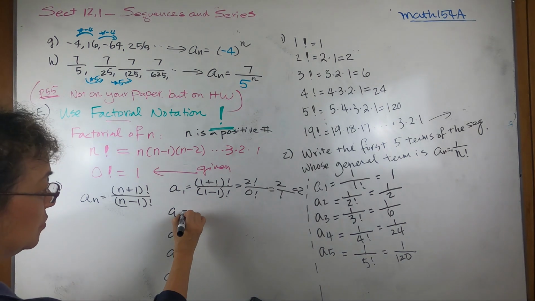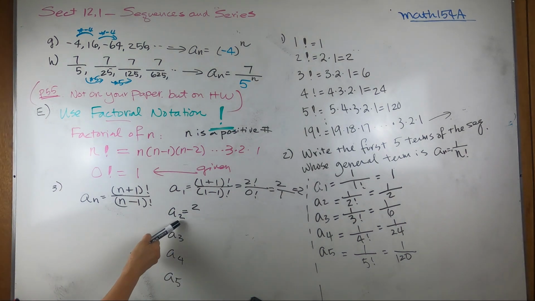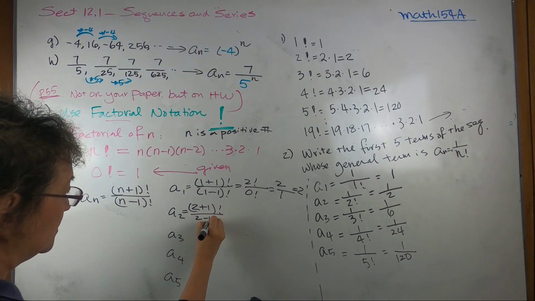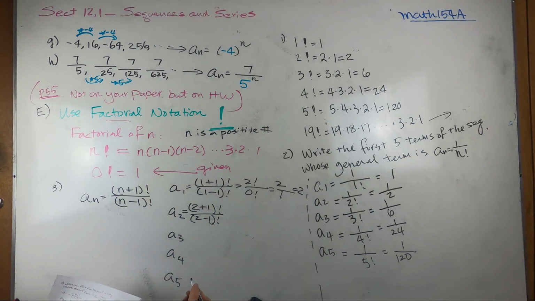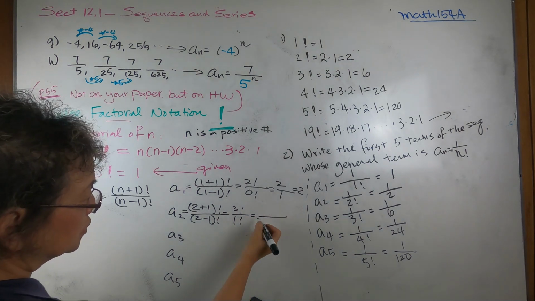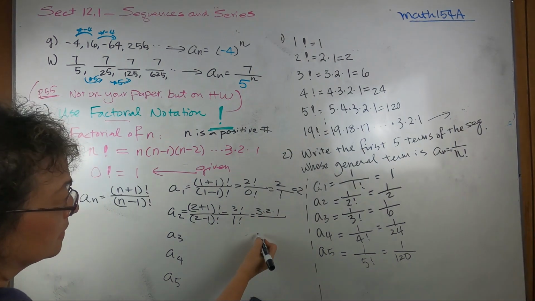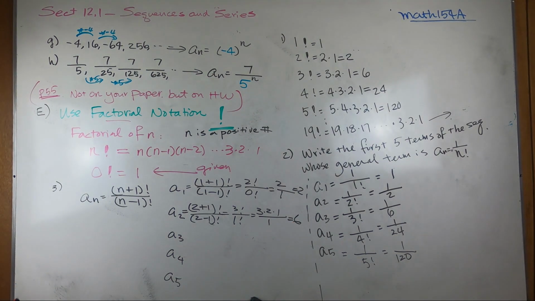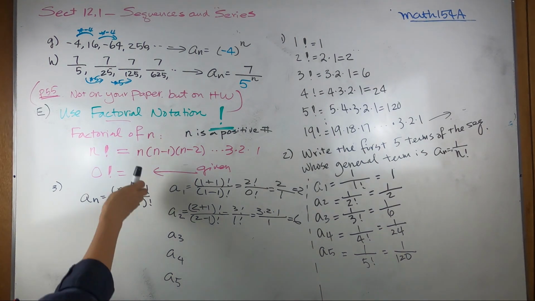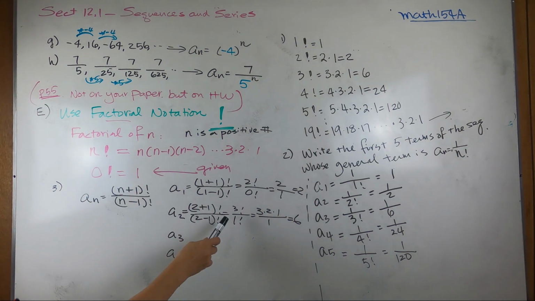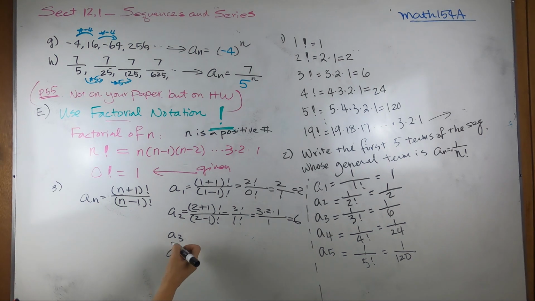Then the second term will be what? You plug in n is 2. So that will be (2+1)! over (2-1)!. So that would be 3 factorial over 1 factorial. 3 factorial actually is 3 times 2 times 1. 1 factorial is 1. So that would be 6, right? You can just spell it out, using the factorial notation and changing it to write it out.